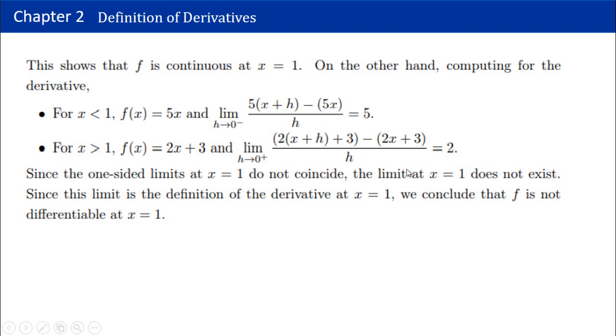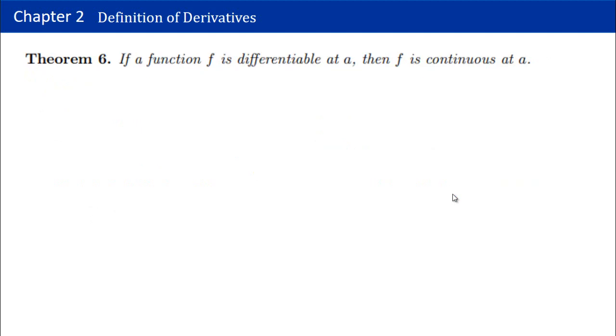Since the left and the right are not the same, since the one-sided limits at x equals 1 do not coincide, the limit at x equals 1 does not exist. Since this is the definition of the derivative at x equals 1, we conclude that f is not differentiable at x equals 1. The limit exists, but the derivative does not exist. So it is still not differentiable. In Theorem 6, if a function f is differentiable at a, then f is continuous at a.